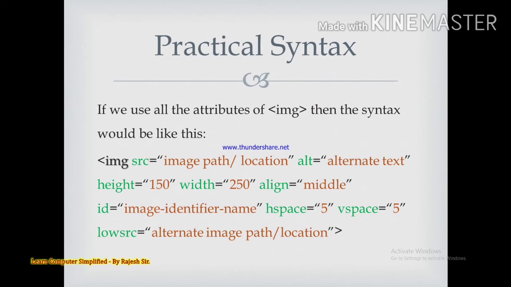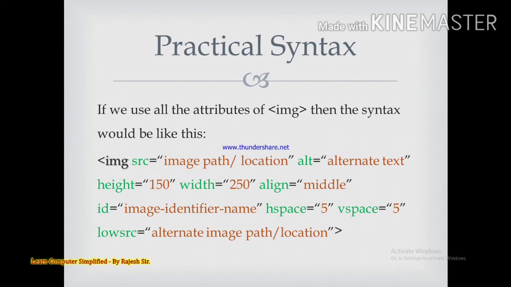Height and width we have given in a unit of pixels, that is height 150 and width 250. Alignment, middle. ID, that is the image identifier name, which will be used in a script like Java or JavaScript. H space 5 means 5 pixels of space at the left and right side, and V space 5 means 5 pixels of space at the top and bottom of the image. Low SRC is an alternate image path or location. So this is the practical syntax.